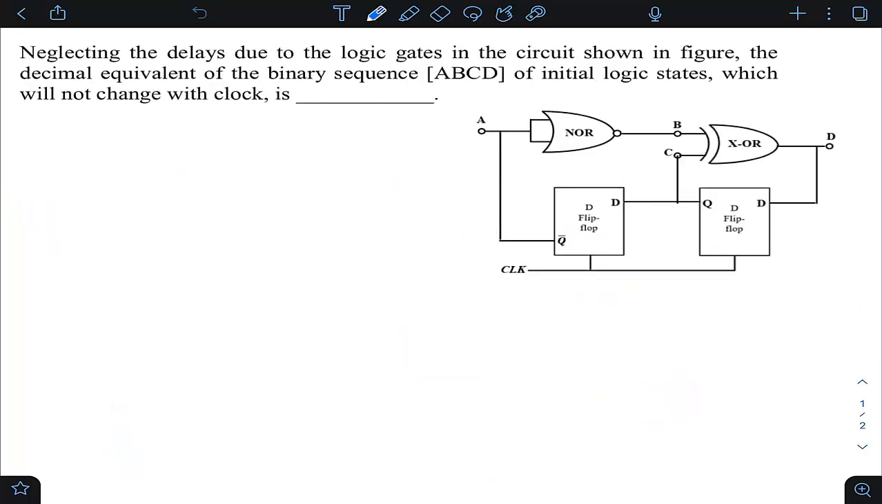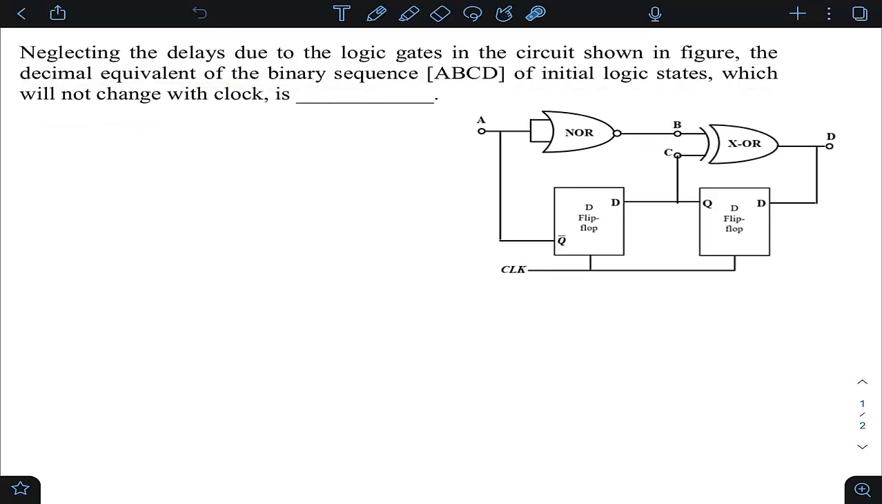This question is asked in GATE 2023 of electrical. This is from digital electronic subjects and from the sequential circuit topic. The question is, neglecting the delays due to the logic gates in the circuit shown in the figure, the decimal equivalent of the binary sequence ABCD of initial logic states, which will not change with clock, is dash.